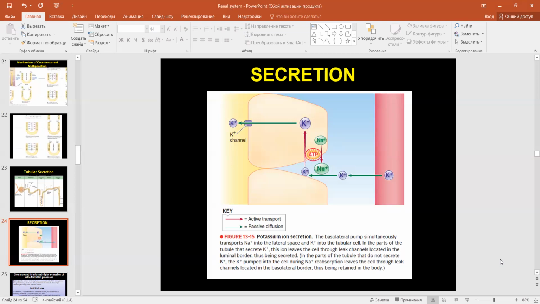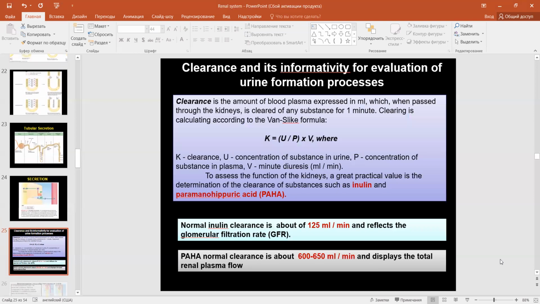In the other tubular segments, the potassium leak channels are located primarily in the basolateral membrane. As a result, potassium pumped into the cell from the lateral space by the sodium-potassium pump simply moves back out into the lateral space through these channels. This potassium recycling permits the ongoing operation of the sodium-potassium pump to accomplish sodium reabsorption with no local net effect on potassium.